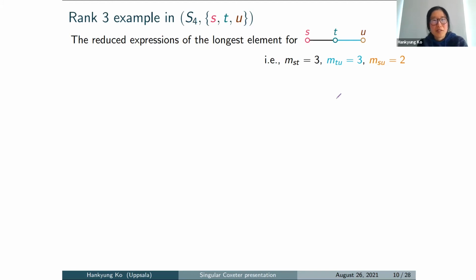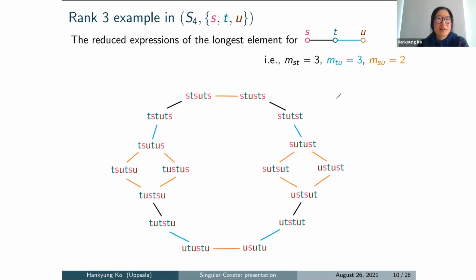So that was what this diagram means. And we take the longest element in this group. It has length 6. And what's here are all reduced expressions of this element. One example is STS, UTS. And to get other reduced expressions, as Matsumoto's theorem says, you can only apply the braid relation and get everything.